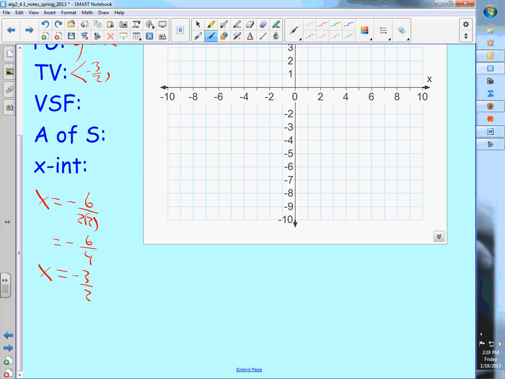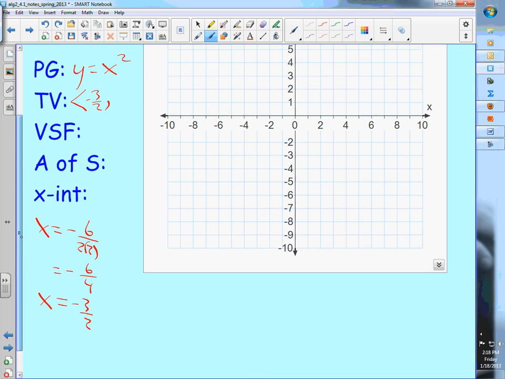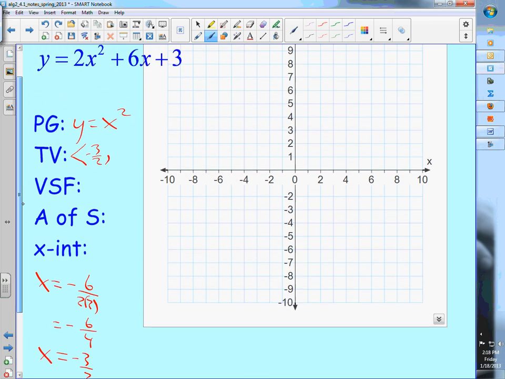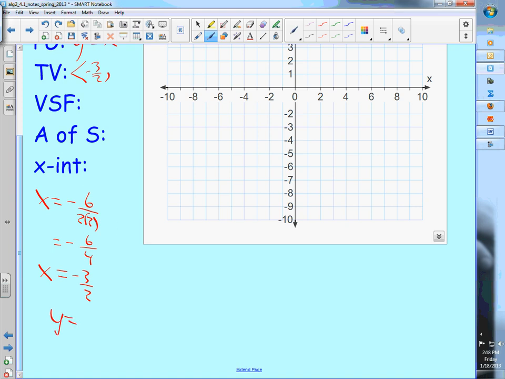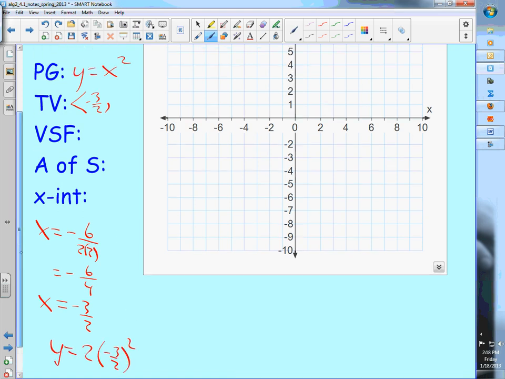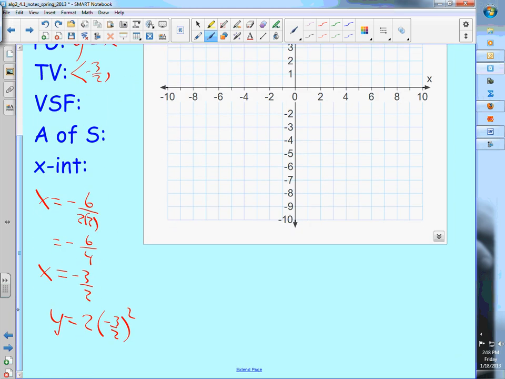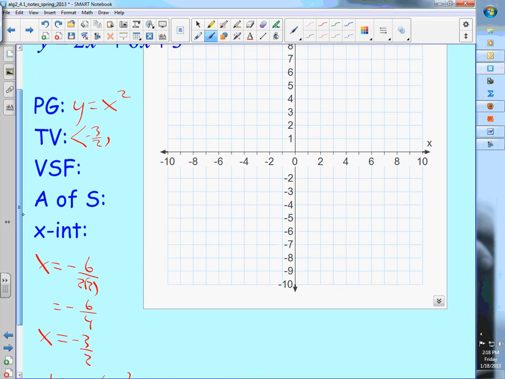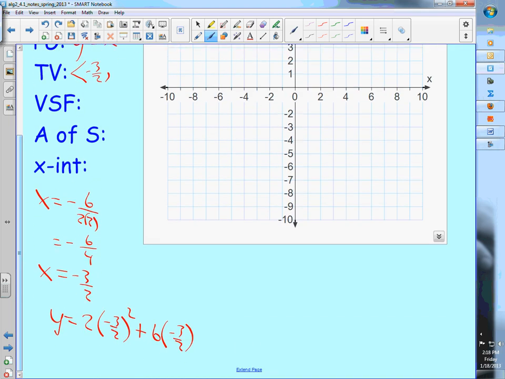Does everybody follow that? When you get fractional translations, that makes things a little bit more challenging, especially on the plug in. So when we plug in negative 3/2, you're going to have y equals 2 times negative 3 over 2 squared plus 6 times negative 3 over 2 plus 3.